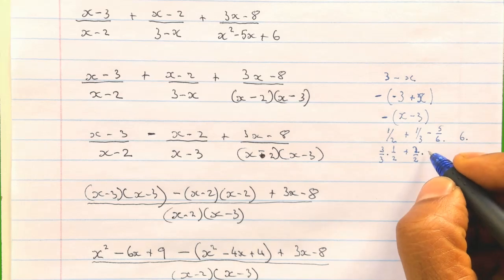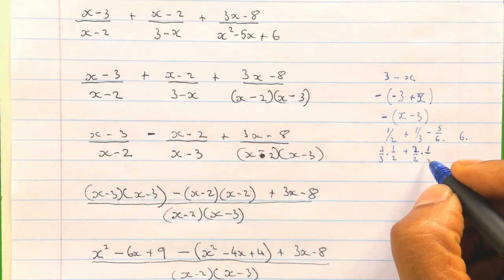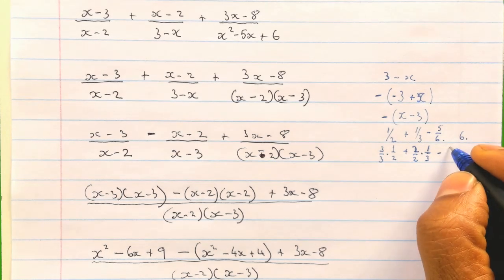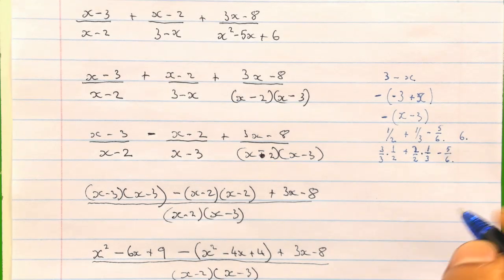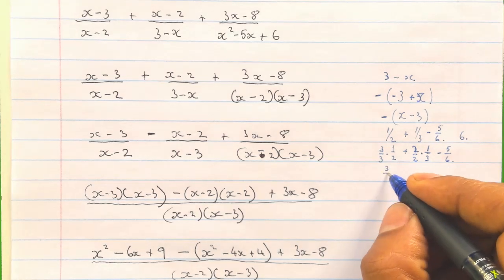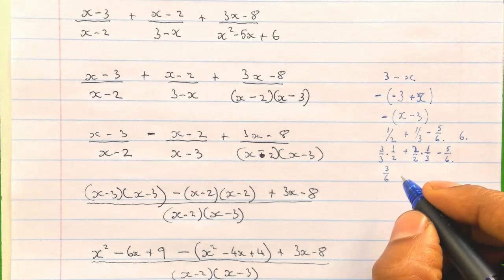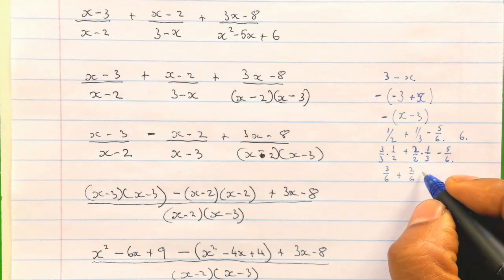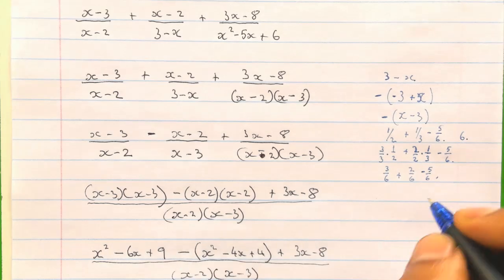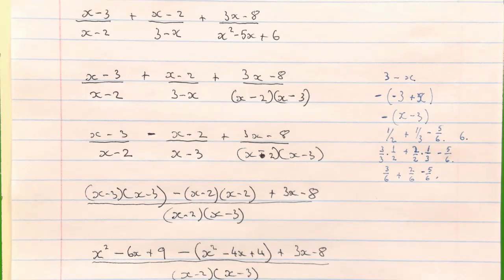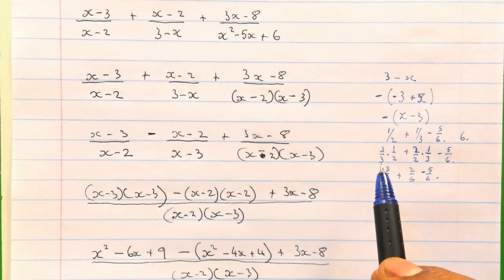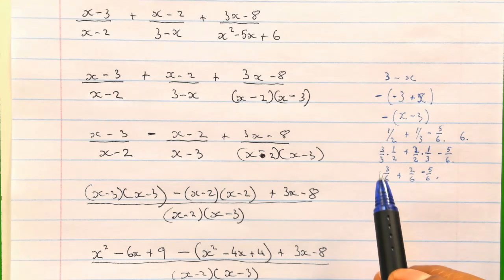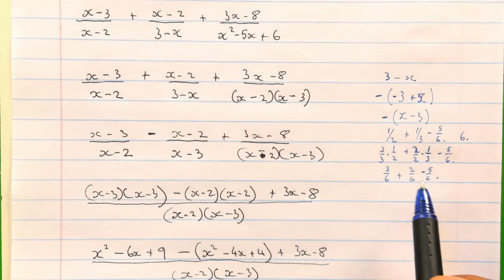Then what do we do? We multiply by factors that will change the denominators of the other terms into the LCD. Then what will we have? We will have 3 over 6, which is the same as a half. Then we will have 2 over 6, which is the same as a third. Then this one we don't change because it already has a denominator of 6. So what did I do? I multiplied by a factor so that this becomes the same.